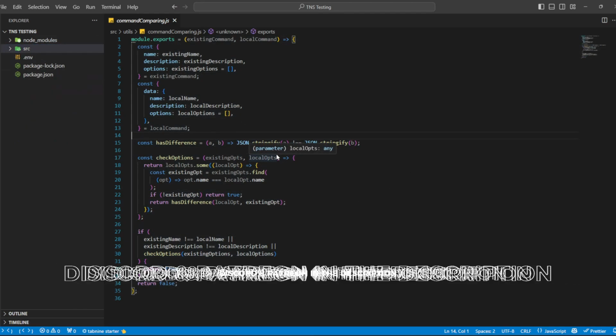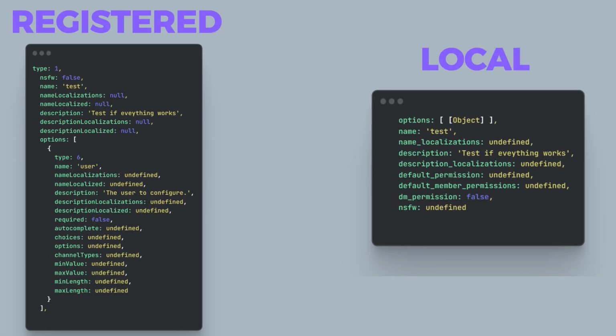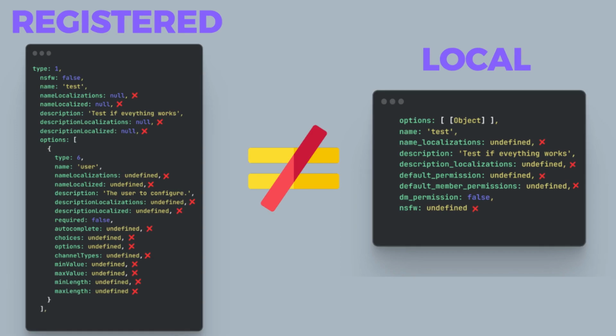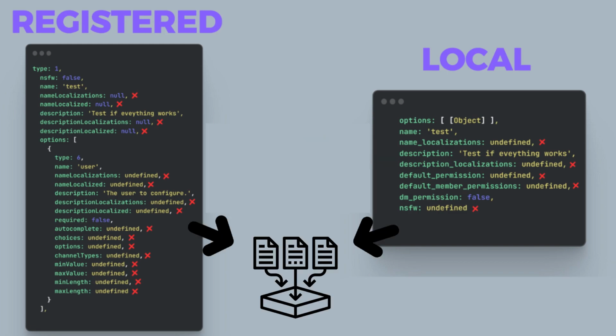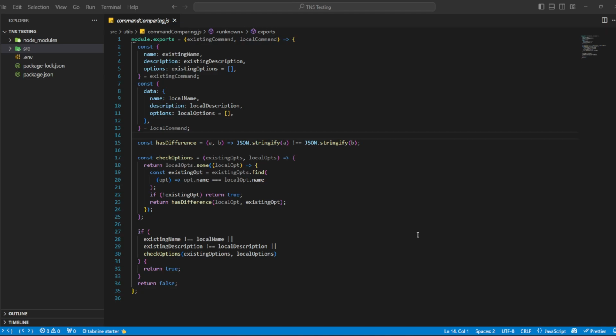The problem here is that the command comparing compares two objects, the registered Discord command and the local command. As you can clearly see, the registered object is way different from the local object. So first we will be cleaning the object by removing all the undefined, null or empty arrays. And then we will be normalizing the object by putting all the necessary properties into one template like this. In order to fix that, we have to make adjustments to the code.